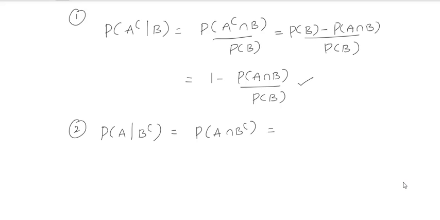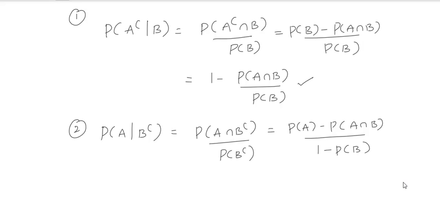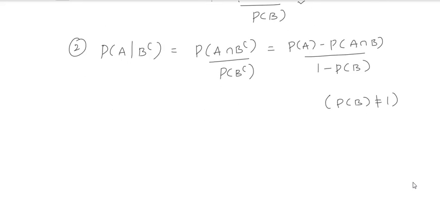Probability of A given B complement is probability of A intersection B complement divided by probability of B complement. This you can represent as probability of A minus probability of A intersection B, divided by 1 minus probability of B, provided that probability of B is not equal to 1. If it is 1, then it will become 0. Am I right or not? Yeah, this is one of the things.